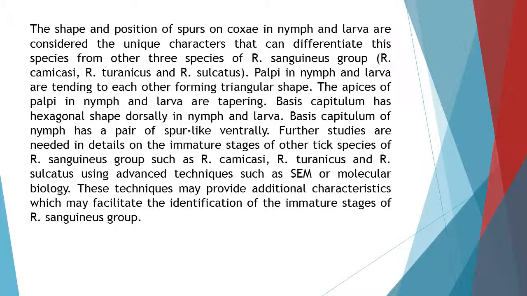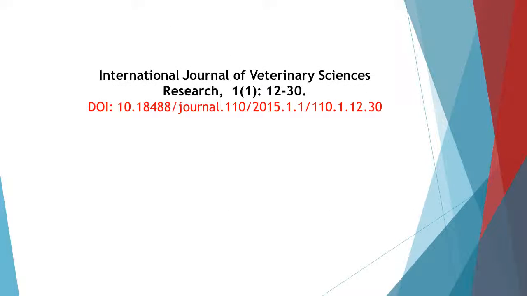Further studies are needed in details on the immature stages of other tick species of R. sanguineus group such as R. kamikasi, R. tyrannicus and R. sulcatus using advanced techniques such as SEM or molecular biology. These techniques may provide additional characteristics which may facilitate the identification of the immature stages of R. sanguineus group.